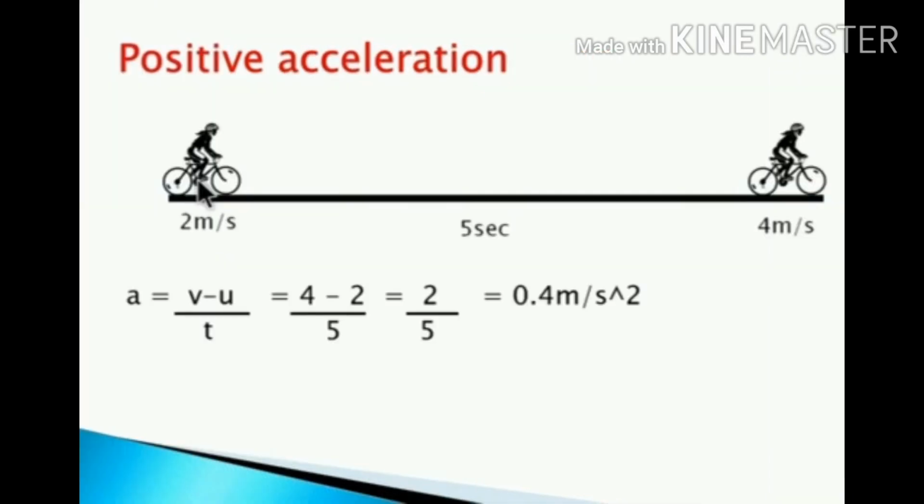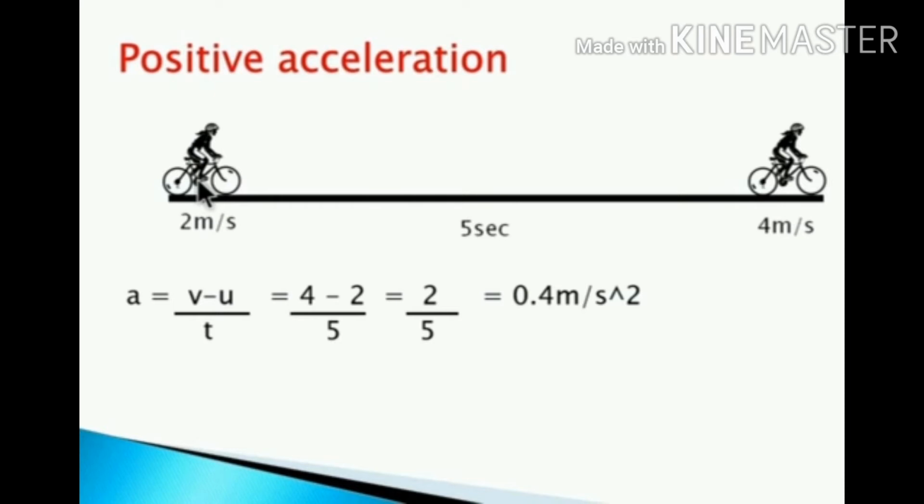Here is an example of positive acceleration. You can see a person cycling with a velocity of 2 meters per second in a specified direction, and after 5 seconds it has reached 4 meters per second. Now there is a change in velocity. So according to our formula, acceleration is equal to final velocity minus initial velocity.